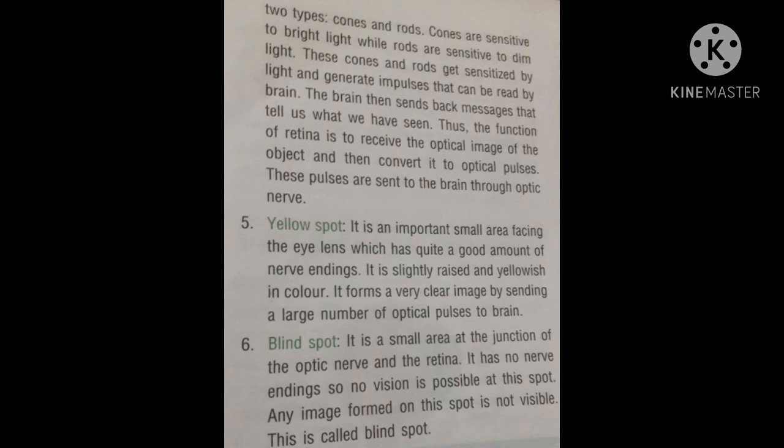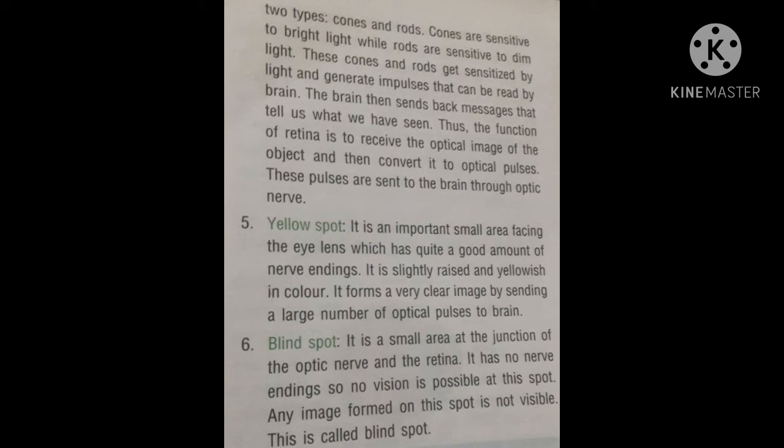It is a small area at the junction of the optic nerve and the retina. It has no nerve ending, so no vision is possible at this spot. Any image formed on this spot is not visible. So this is called blind spot.